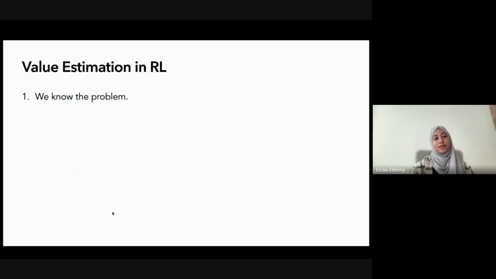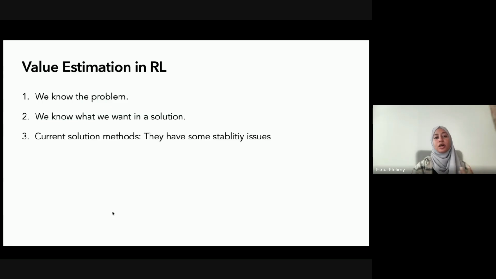So a small recap. At this point, we know the problem that we're trying to solve, which is value estimation. We know a list of things that we want in our solution. And then we started talking about the current solution methods, and we found that they have some stability issues, which is they are susceptible to divergence. So they kind of don't satisfy the first thing that we wanted in a solution method.